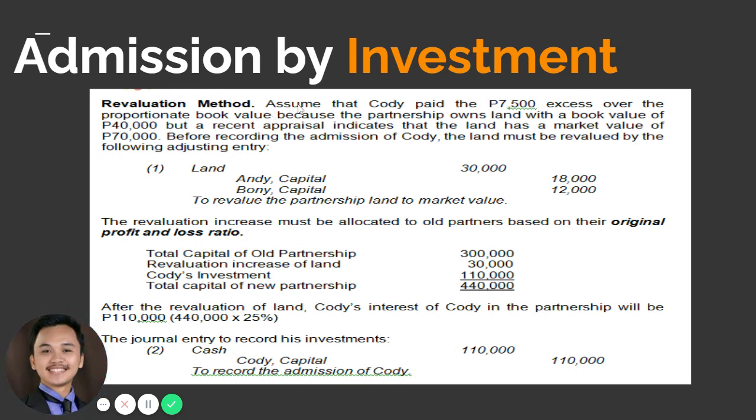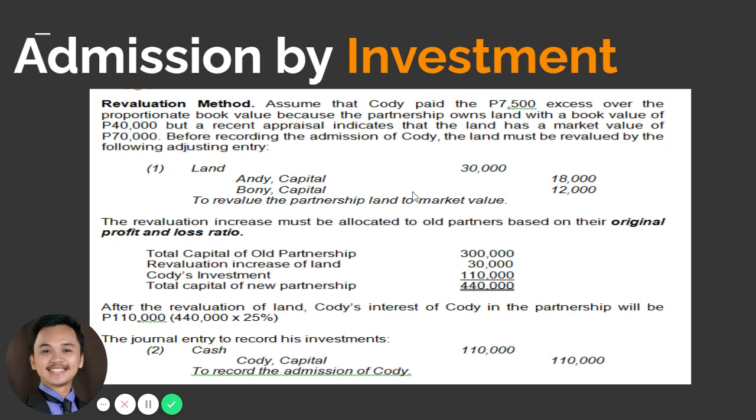So in this case, under the revaluation method, assume that Cody paid 7,500 excess over the proportionate book value because the partnership owns land with a book value of 40,000, but a recent appraisal indicates that the land has a market value of 70,000. So before recording the admission of Cody, the land must be revalued by the following adjusting entry. So again, under the revaluation method, before the admission of the new partner, all assets and liabilities must be revalued. In this case, the assumption is a 30,000 revaluation on the land.